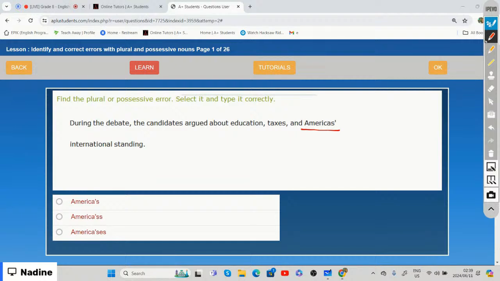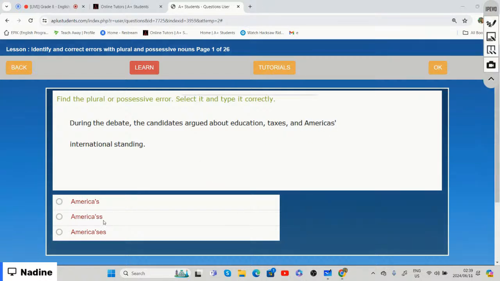They're arguing about America's international standing. Then we need to put the apostrophe. We need to say it is apostrophe and s, not just an apostrophe. So which means that option one is going to be correct because we say it's America's, right? So America and then apostrophe s.